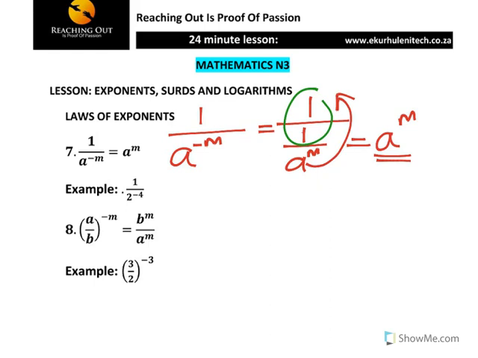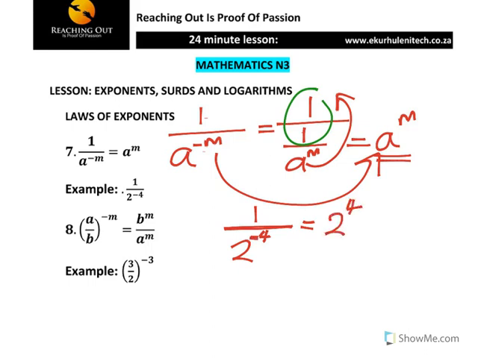The quicker way though is to just jump from 1 over a to the power minus m to this answer. Why? You have 1 over and a to the power minus m is another 1 over, so you just go to the top. Hence, if they give me 1 over 2 to the power negative 4, because of this 1 over and because of that negative, I just write 2 to the power 4, which is 2 times 2 is 4, 4 times 2 is 8, 8 times 2 is 16. That's how you can simplify.